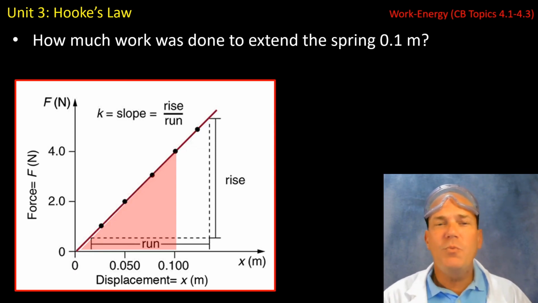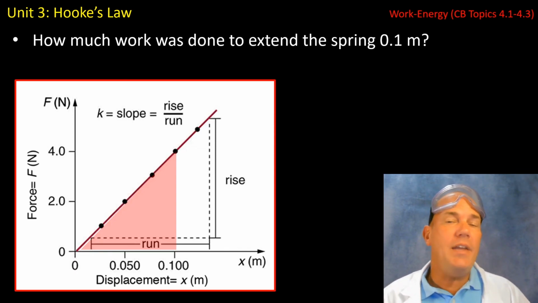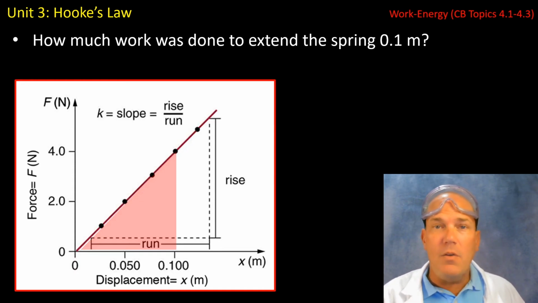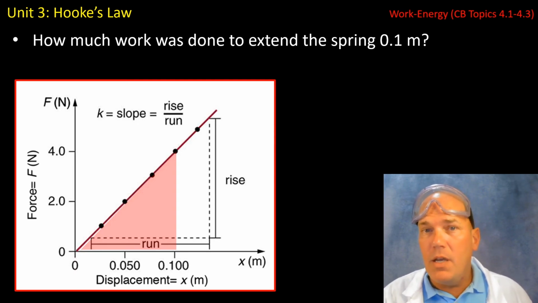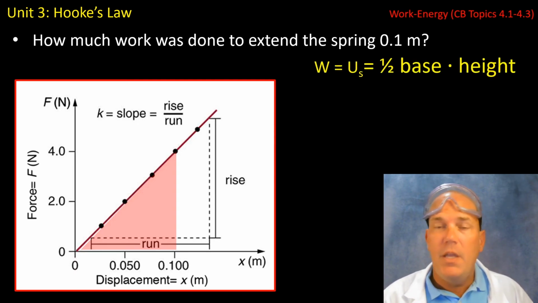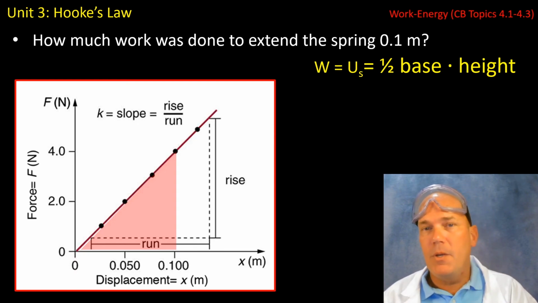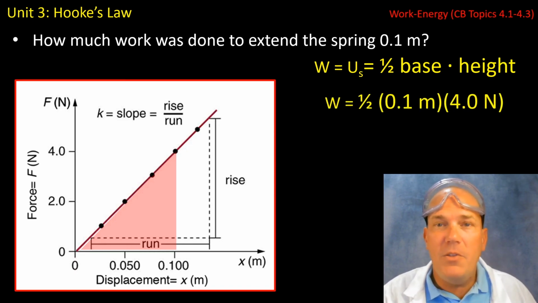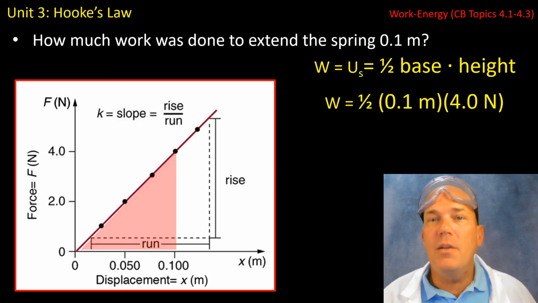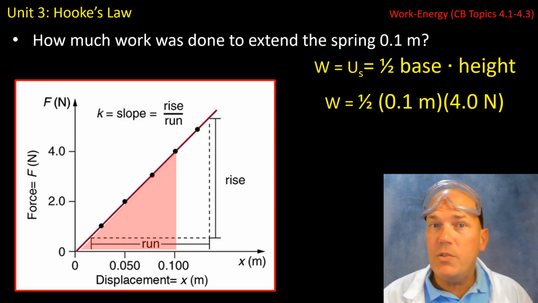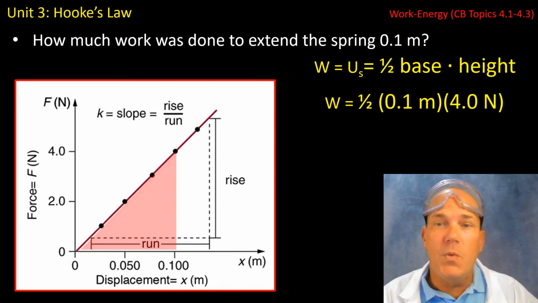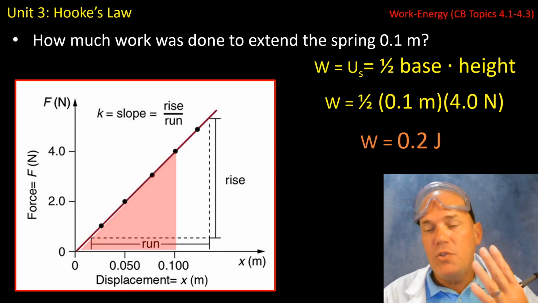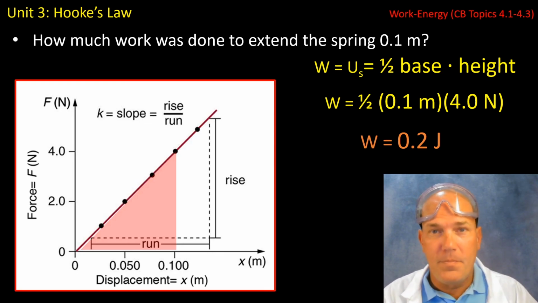So how much work is done to actually extend this spring 1/10 of a meter? Well, now we can figure that out because we know that the area under this graph, under this curve, will equal the spring potential energy, which is equal to the work. So let's just plug in values here. Let's extend it 1/10 of a meter, and our force required to extend it 1/10 of a meter is 4 newtons, which means the work that is done is equal to 2/10 of a joule.